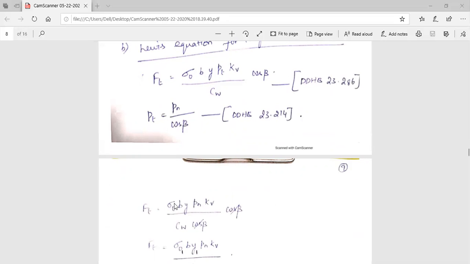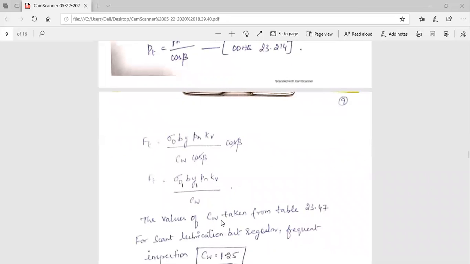Then you apply Pt in terms of Pn, the normal circular pitch. So sigma naught b y Pn Kv, where Pt is equal to Pn divided by cos beta. Substitute this value, so both cos beta cancel. Finally you get the formula: Ft is equal to sigma naught 1 b Y1 Pn Kv divided by Cw. This is the tangential tooth load found using the Lewis equation. We use sigma naught 1 because we design based on the pinion.